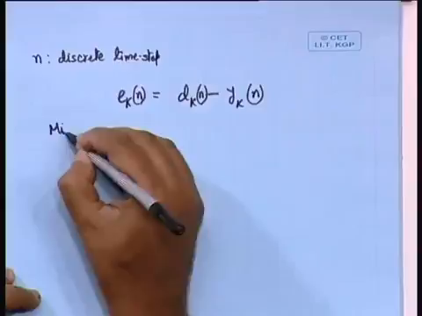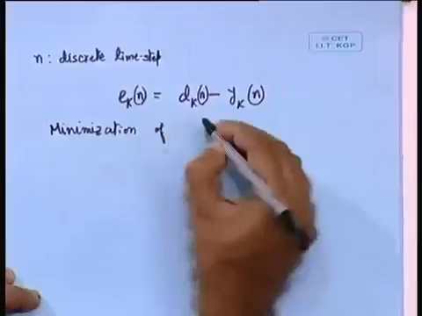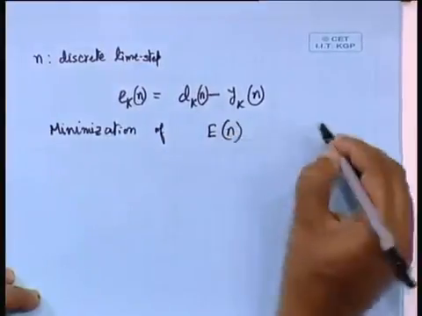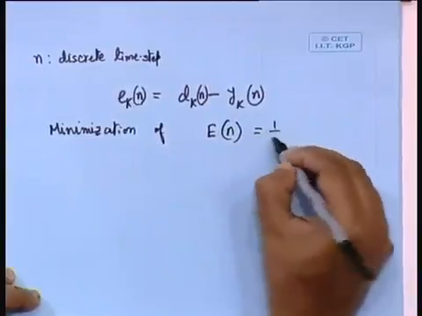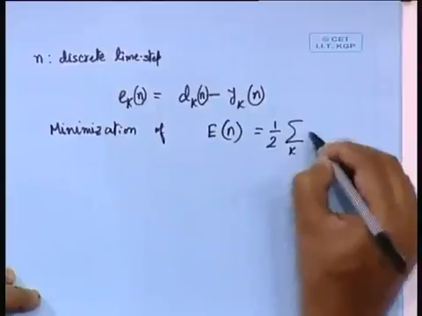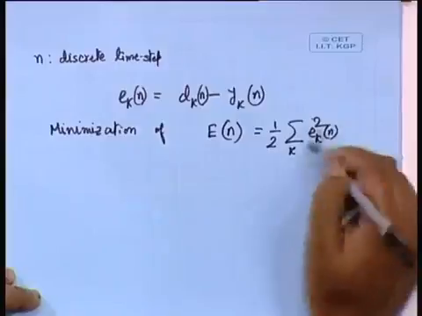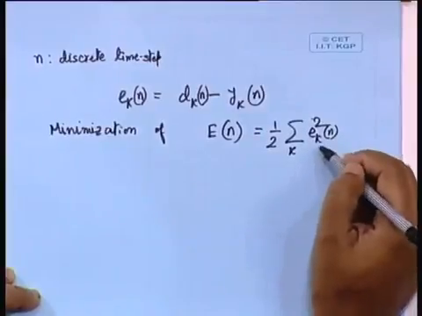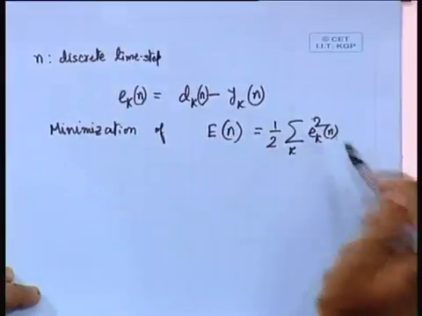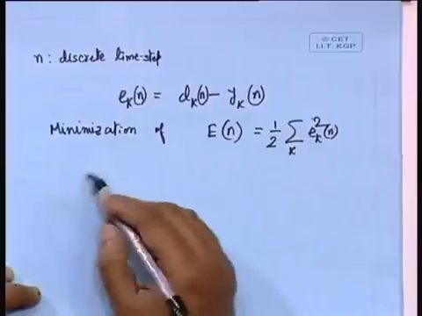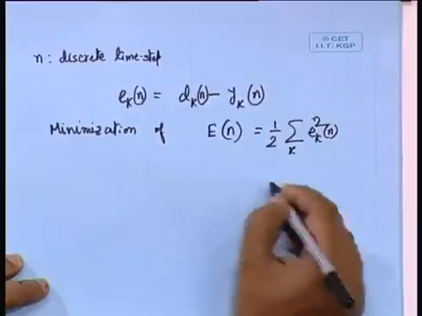So this is the error expression that we had considered, and then ultimately what we had thought of is the minimization of this E(n). This is the error that we wanted to minimize, the sum total of error, and that was nothing but the summation of e_k squared of n, because we are going to have different units, and this is the kth unit that we consider, and we have to sum it up.